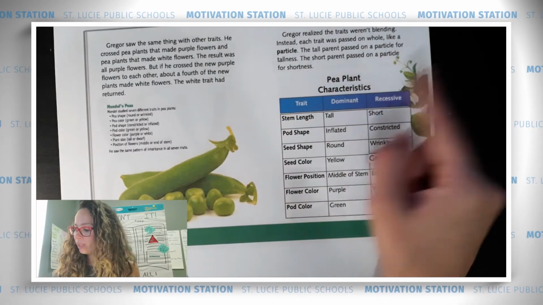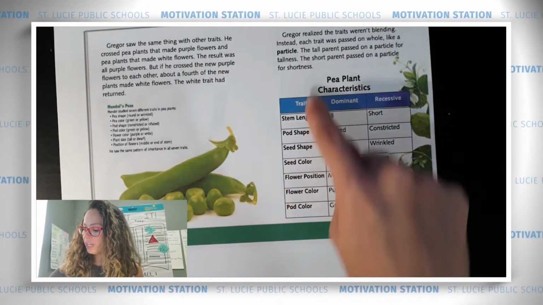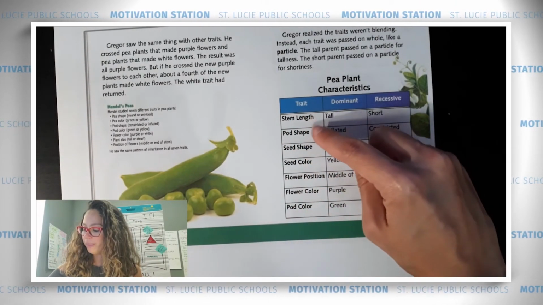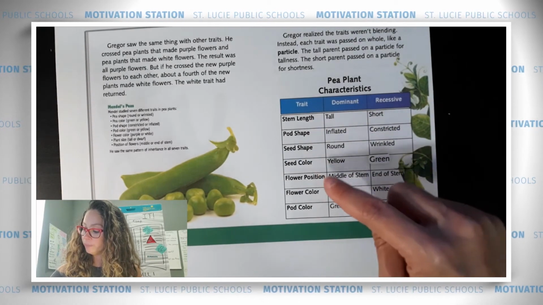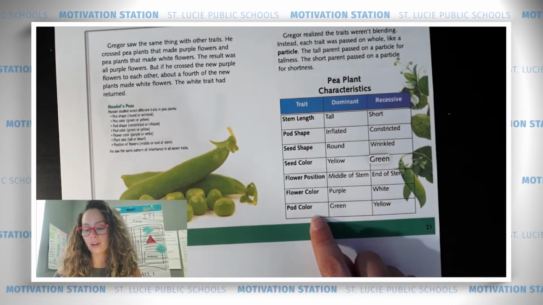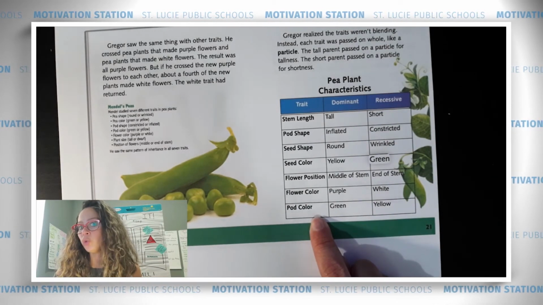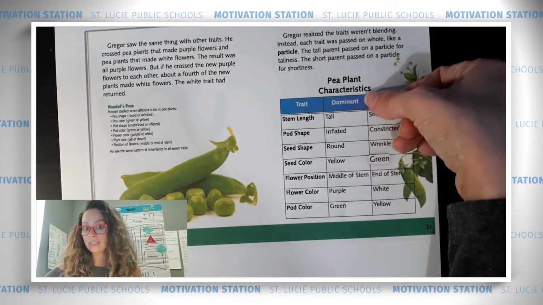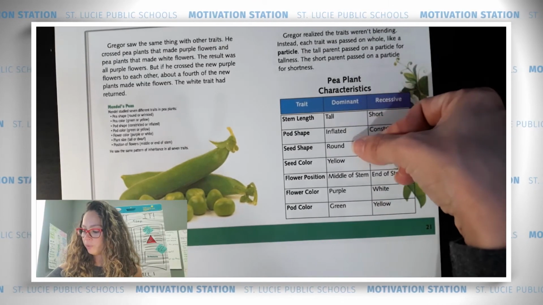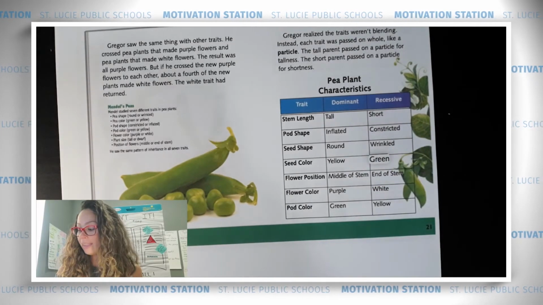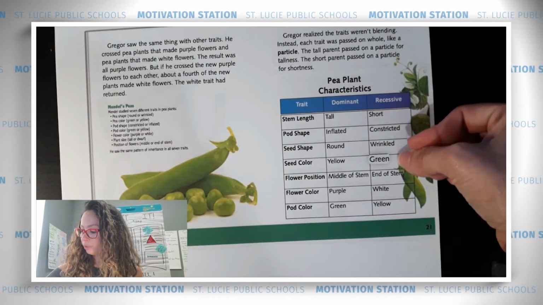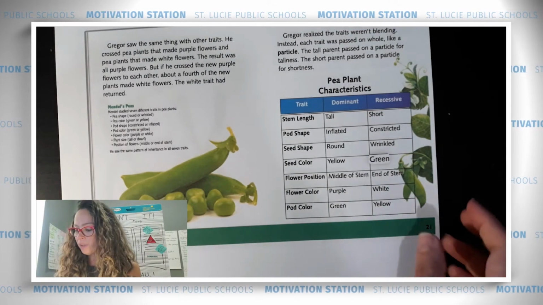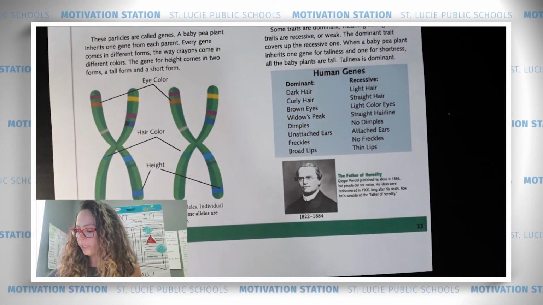Maybe. Let's continue. Pea plant characteristics. So they have here traits, and they have all of the things that he studied. The stem length, the pod shape, the seed color, the flower position, the flower color, and the pod color. But I see 2 new words in this table. Dominant and recessive. Okay, so it says here that the dominant was the tall, inflated, round, yellow, middle of stem, purple, and green. And the recessive was short, constricted, wrinkled, green, end of stem, white, and yellow. I wonder what that means. Dominant and recessive. Let's continue reading.